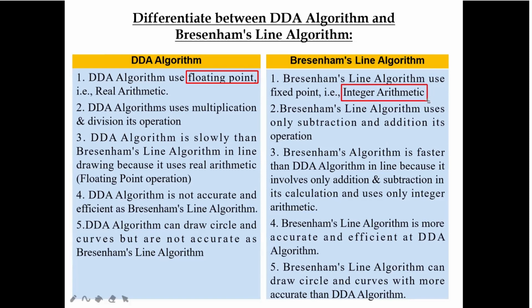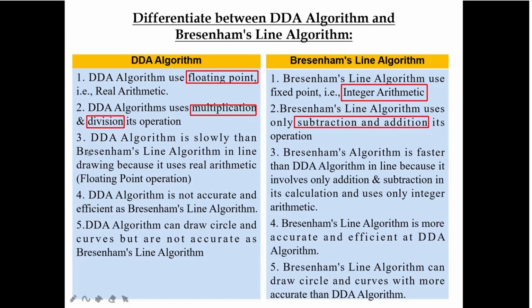The second difference is that the DDA algorithm was using multiplication and division operations. But what about Bresenham's line algorithm? It is using subtraction and addition operations. Okay, so it is quite easy to remember.